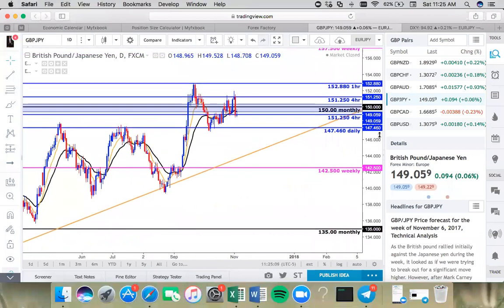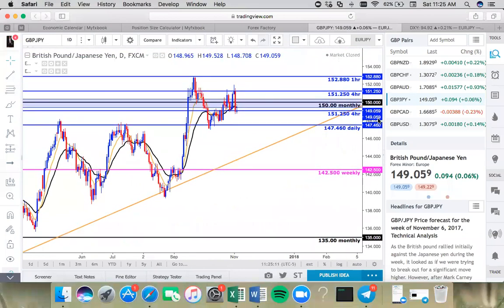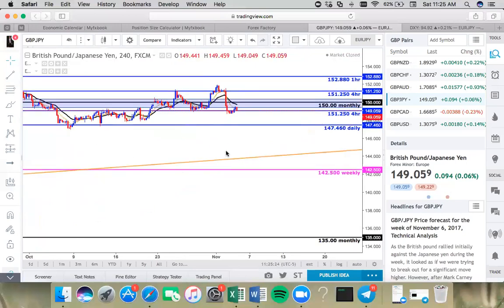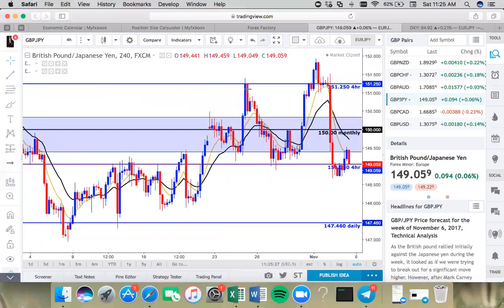You don't want a bunch of lines. All your concern is where price is at or where price could potentially go. So one layer up, one layer low. Then you come down to your 4-hour chart. Notice I'm doing top-down analysis, highest to lowest time frames.